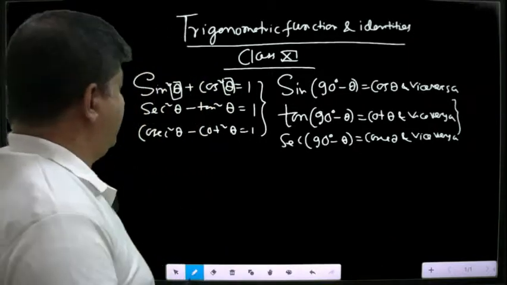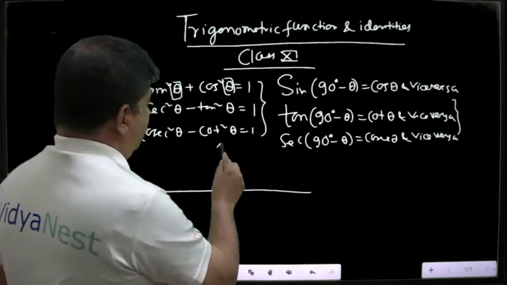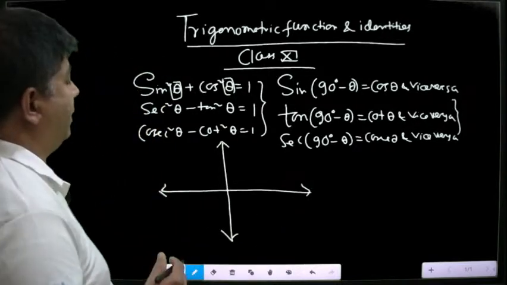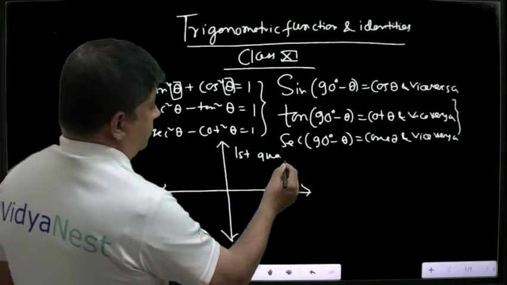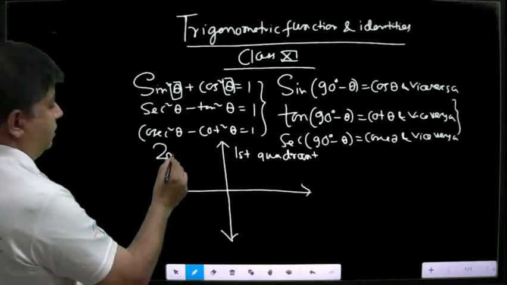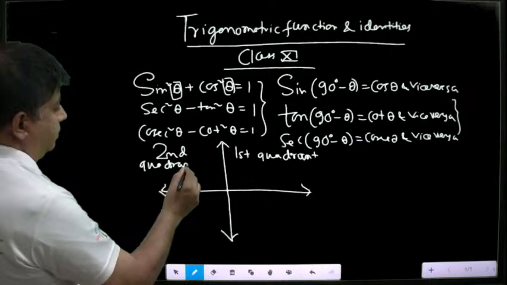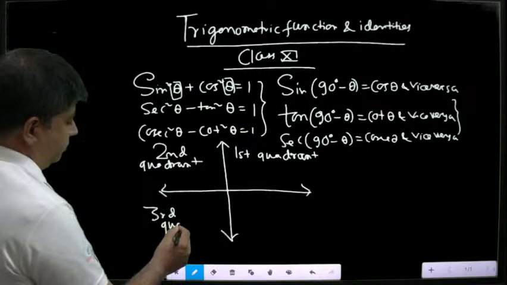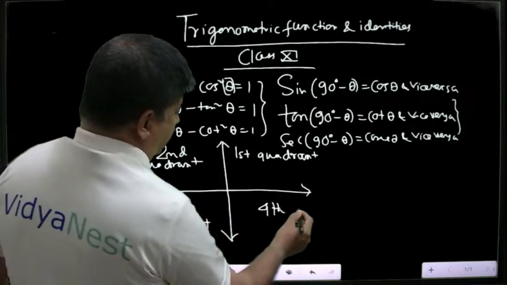You know that the trigonometrical plane is divided into 4 quadrants. First quadrant, second quadrant, third quadrant, and fourth quadrant.